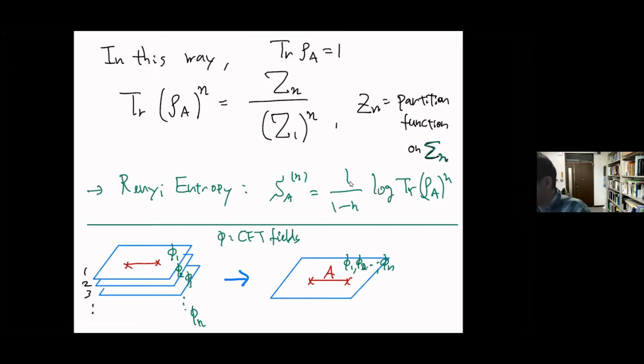If we go around A, then what happens? The field phi i goes to phi i plus 1. The reason is simply that if we go around, then we go to the second seat. Phi 1 now becomes phi 2. So we just impose this boundary condition. This is a twisted boundary condition.